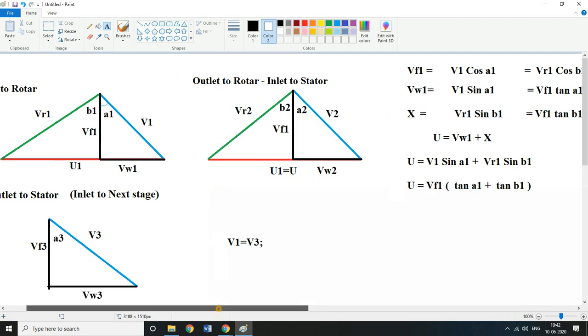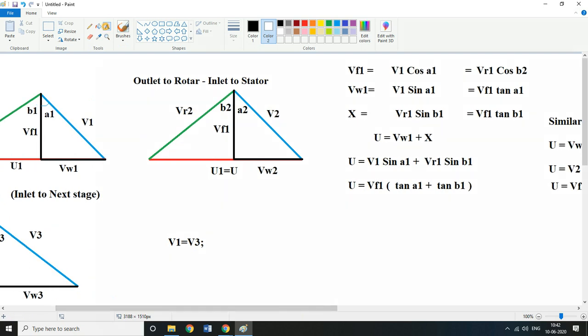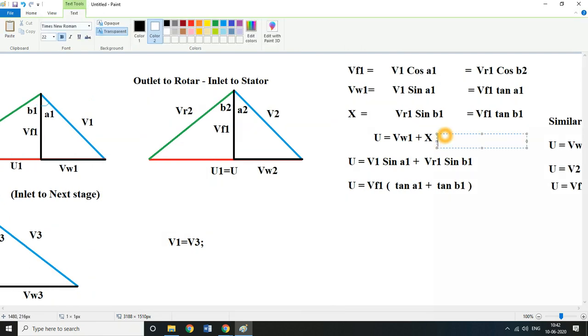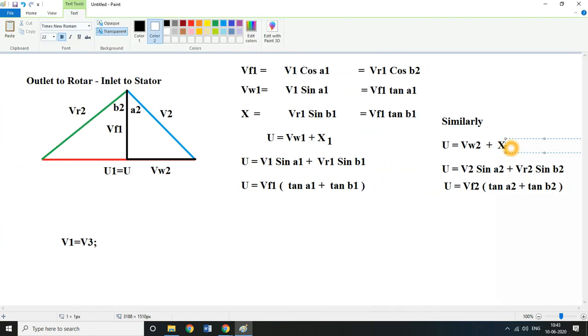Okay, and then we have a factor called X. This whole thing is U, and only this portion is VW1. But this red remaining portion, what will you denote it as? You can denote it as X. One mistake I've made is, you can take this as X1 here, and here it is going to be X2.